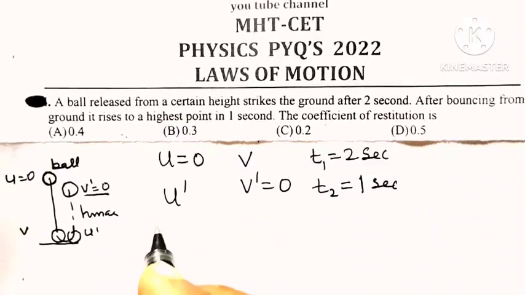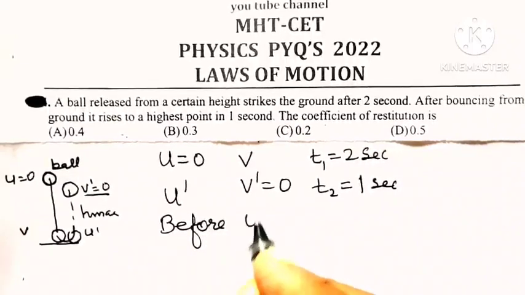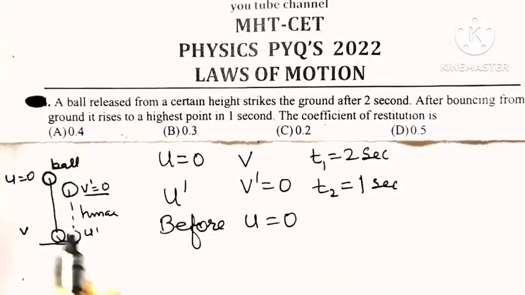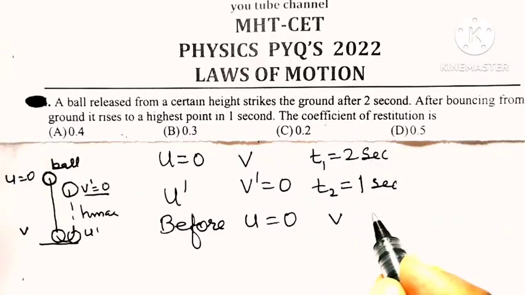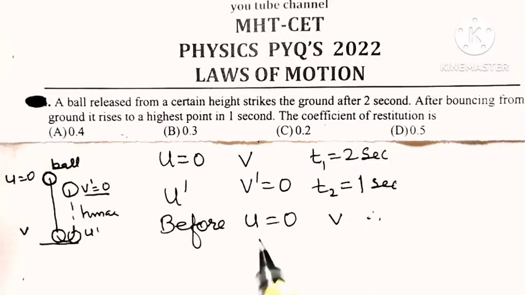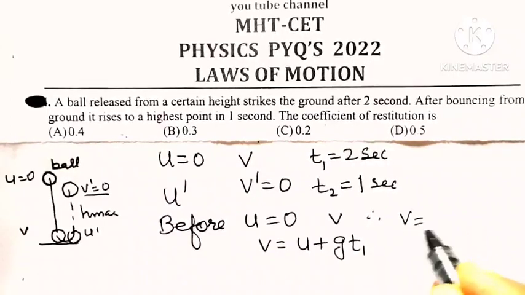Now before bouncing, when the ball is released, it means u is equal to 0. That ball strikes the ground with velocity v. Therefore, according to the kinematical equation, v equal to u plus g t1, because v equal to u plus at.